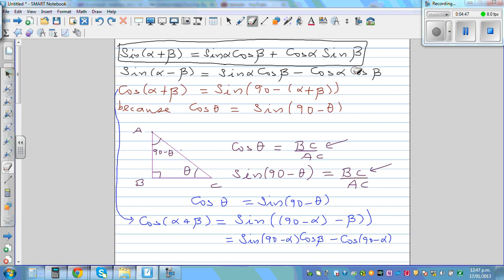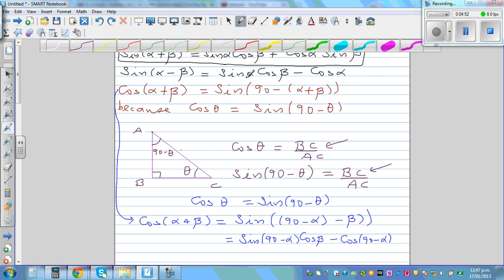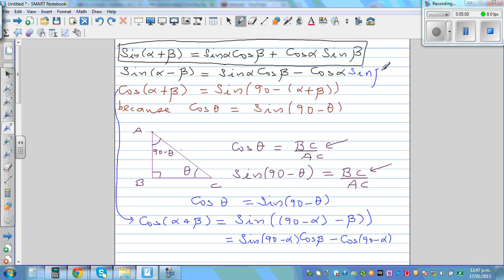I made a mistake here. It should be sine beta. Always good to check. So sine alpha cos beta minus cos alpha sine beta. The only difference is if it is plus here, you get a plus, and if it is minus, you get a minus. So cos 90 minus alpha times sine beta. Sine 90 minus alpha is cos alpha, so it's cos alpha cos beta minus, and cos 90 minus alpha is sine alpha, so sine alpha sine beta.